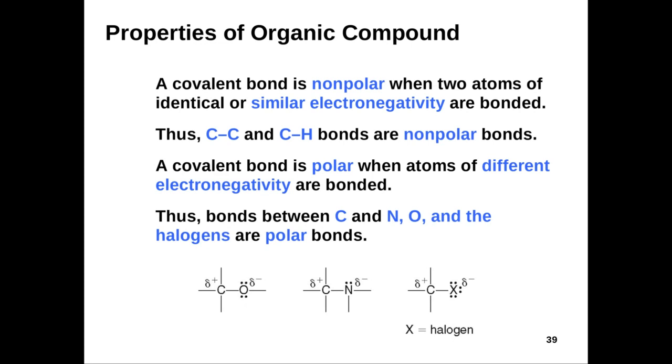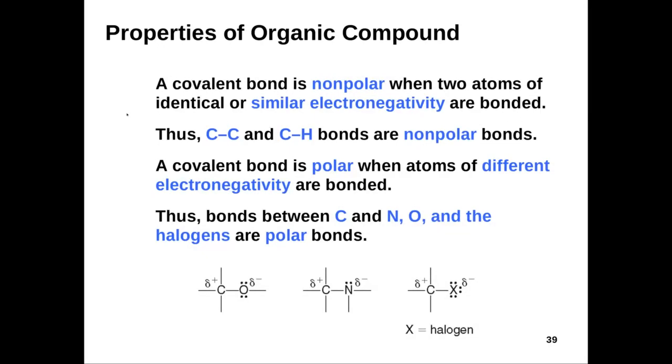So a covalent bond that is nonpolar happens when two atoms that have identical or very, very similar electronegativity are bound to one another. Two common types of nonpolar bonds that we will see in organic compounds are CC bonds and CH bonds.